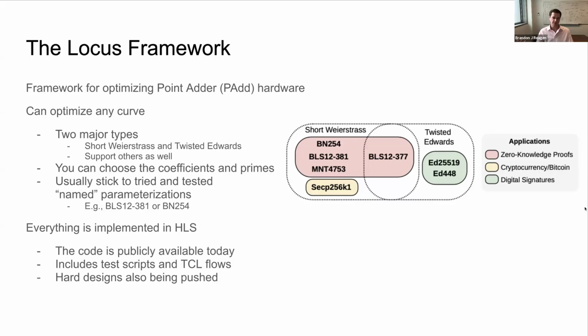So if you want to develop your own optimization or anything like that, you can just test it against our validation scripts to make sure you're still passing. We're also working to push hard designs. So if you don't want anything, you just say, hey, you guys have a great point adder, I just want your RTL. We're going to push that RTL too, so you don't have to run the HLS flow. You can just grab the RTL directly and use it in your design.